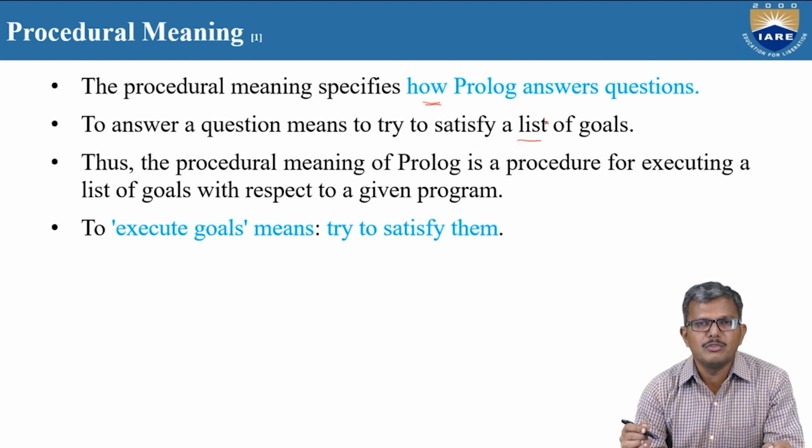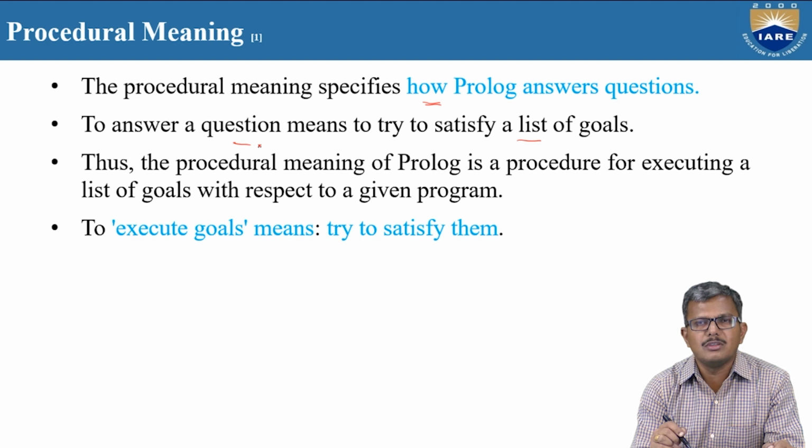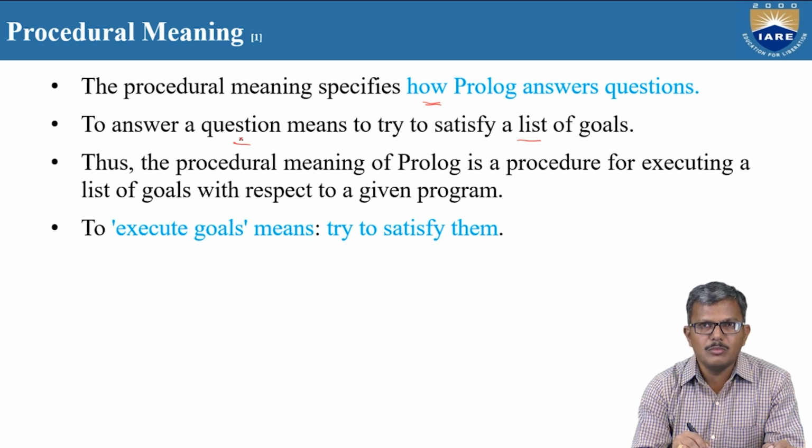So there will be a list of goals. Whenever that list of goals is satisfied, then we can say that we have answered that particular question. Why do we talk about this? We know that in Prolog you can raise questions. Until you raise the questions, you cannot execute the statements, in the sense that you cannot test whether you have designed a perfect Prolog database or not.